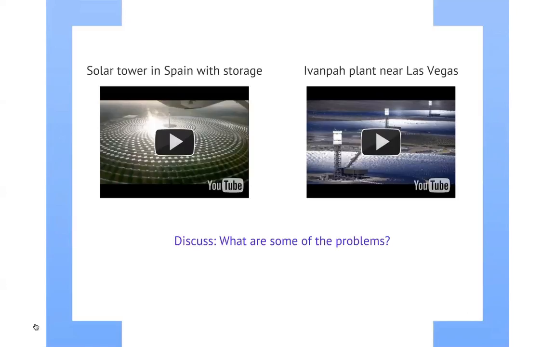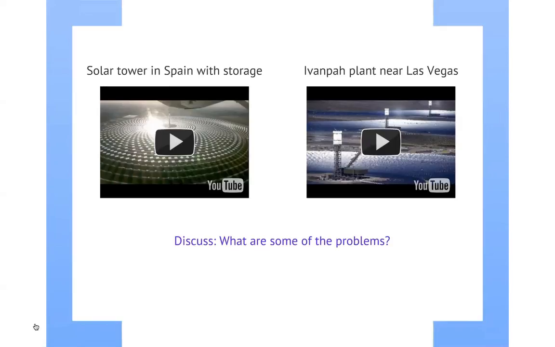Weather. Say it again. Weather. Weather, you mean if it's cloudy? If cloudy, rain, snow, dirt, whatever. Yes. Mirrors clean. Yes, that's a very good point. So, of course, that's why they choose these locations, like in southern Spain or southwest United States, where we don't have much rain, right? You don't have too many cloudy days. That's why they use those locations.